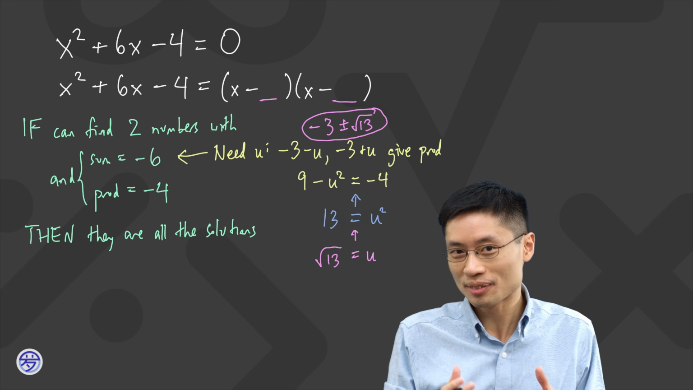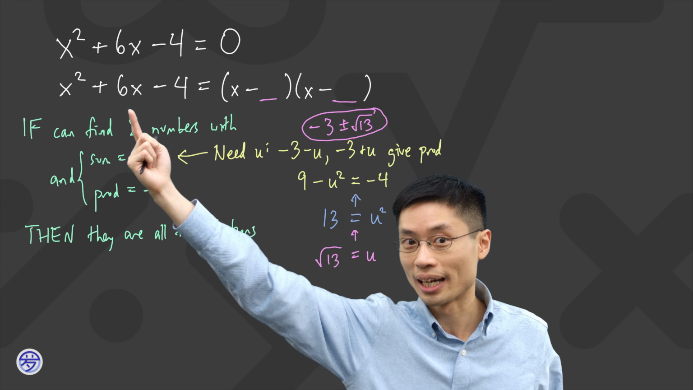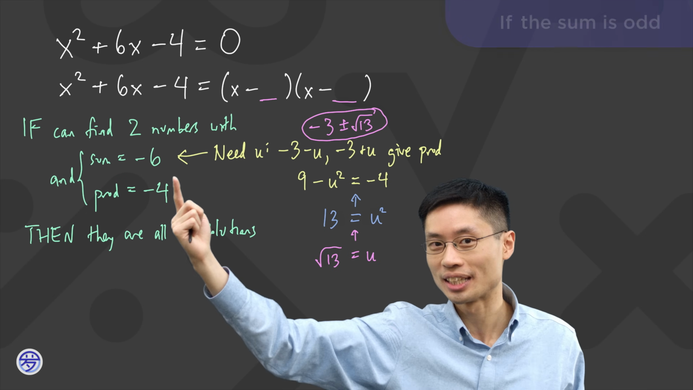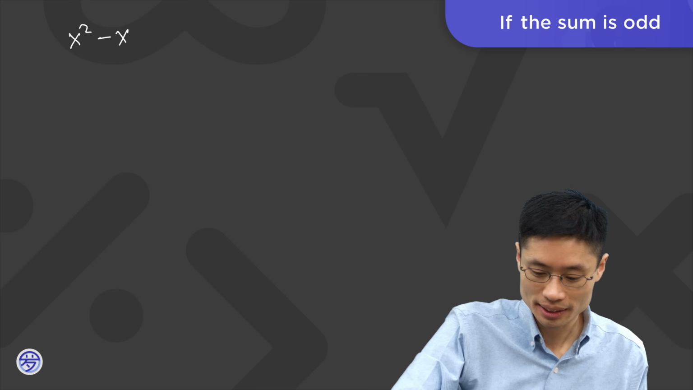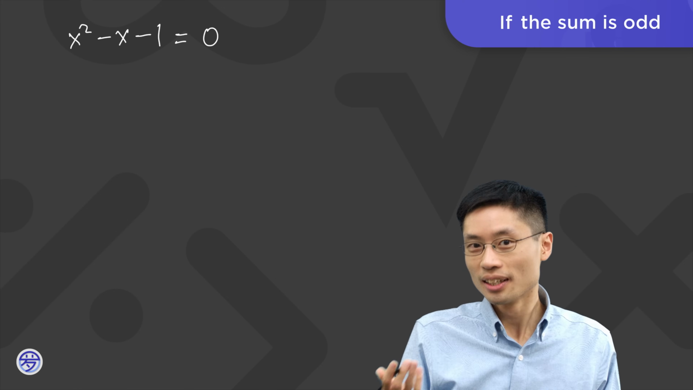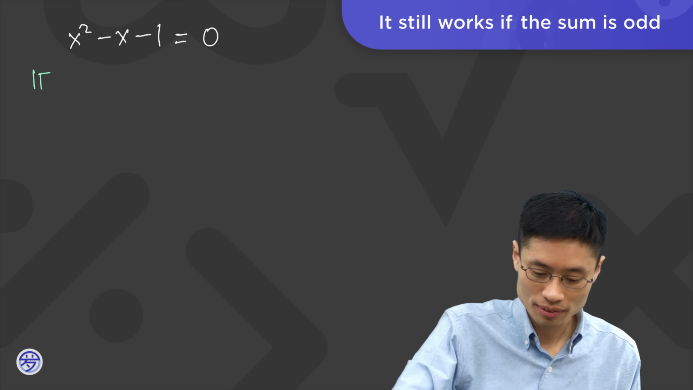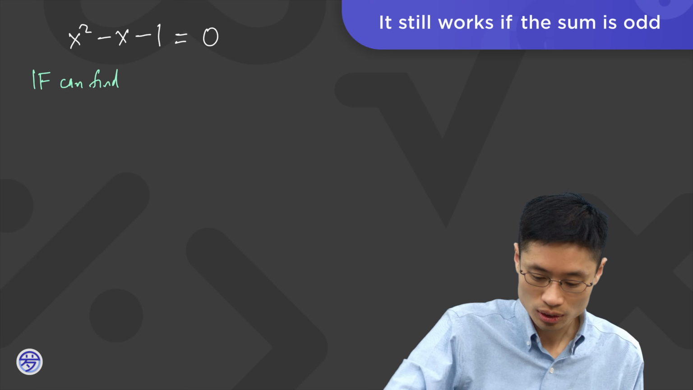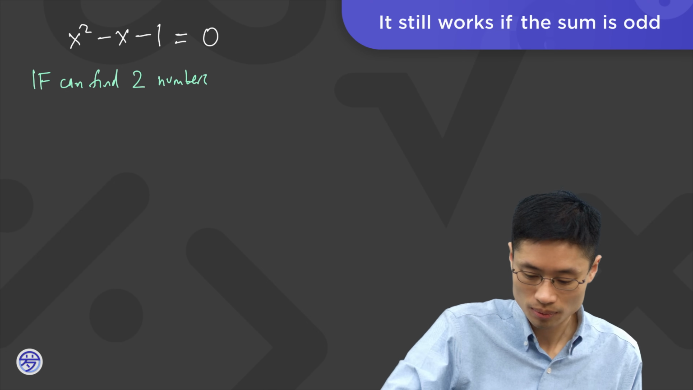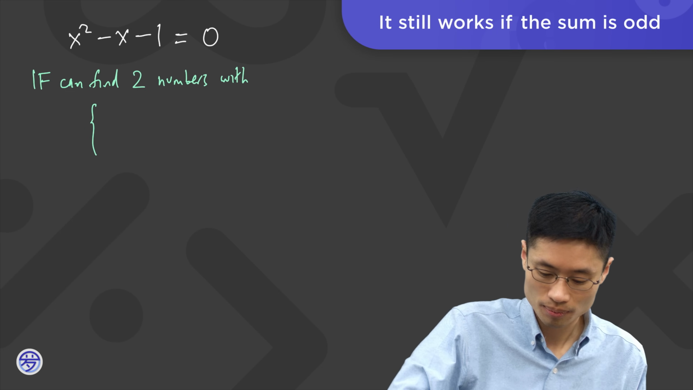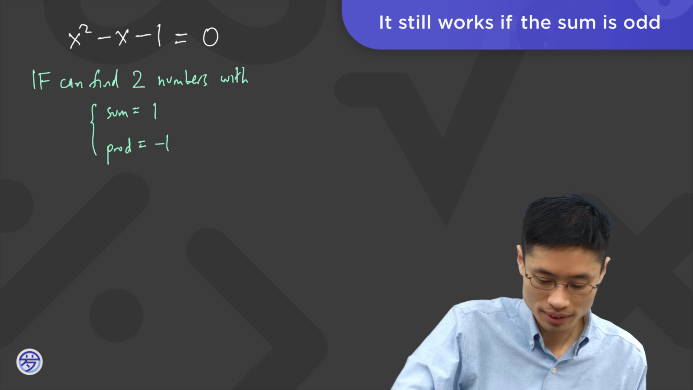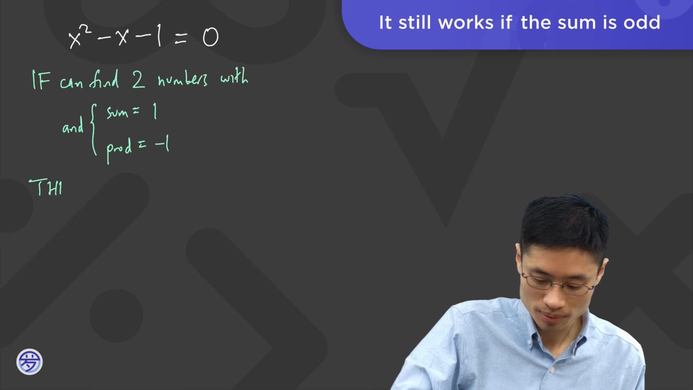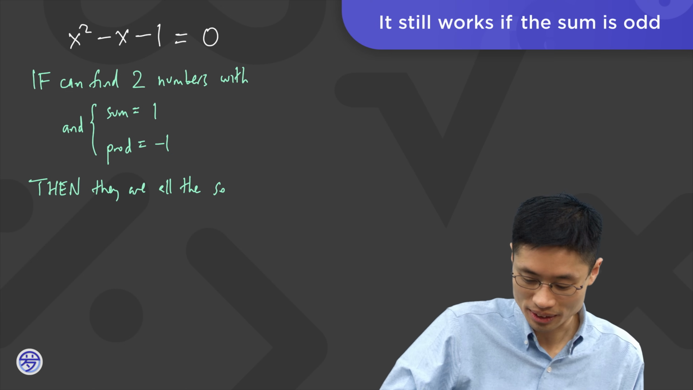Okay. So far, we've still been lucky, though. We're always dividing this second number by 2. We're always taking this sum and turning it into an average. What if it's odd? Let's try another one. x squared minus x minus 1 equals 0. Actually, the same thing works. If I can find two numbers with sum equals to 1 and product equals to negative 1, then they are all the solutions.